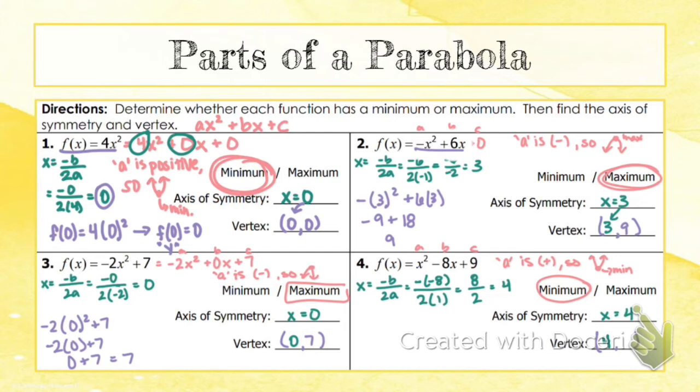So we need to find the y value. So we're going to plug 4 in for all the x's. So we have 4 squared minus 8 times 4 plus 9. 16 minus 32 plus 9. That gives us negative 16 plus 9. That's going to give us negative 7. And we're all done with the front page.